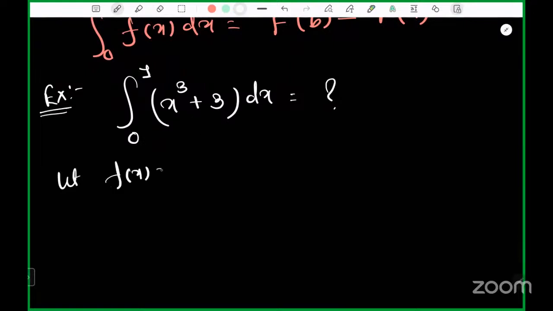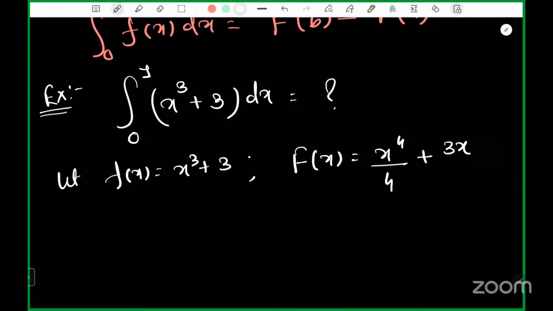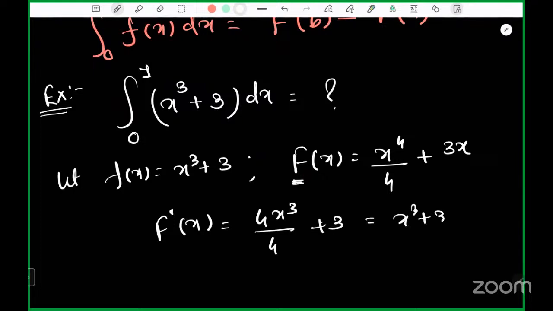So here small f of x is x cube plus 3, right? So if you consider capital F of x to be, what do we need? We need a function whose derivative is this. So consider x to the power 4 by 4 plus 3x. If you take this function to be capital F of x, what we observe here is capital F dash of x is nothing but 4x cube by 4 plus 3, which is nothing but x cube plus 3, which is our small f of x.